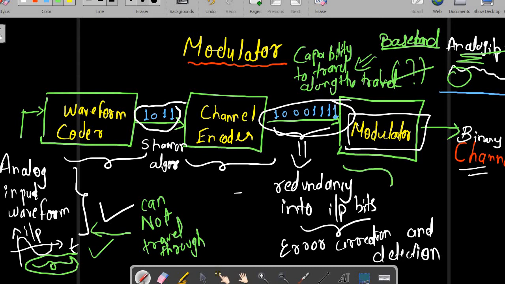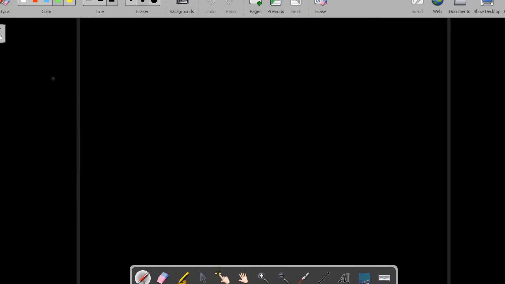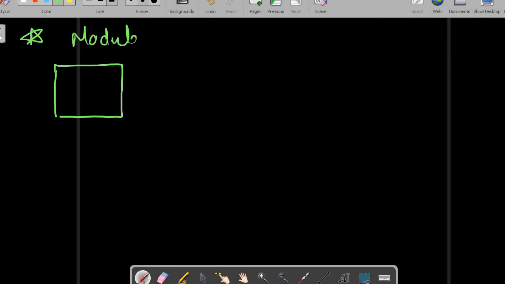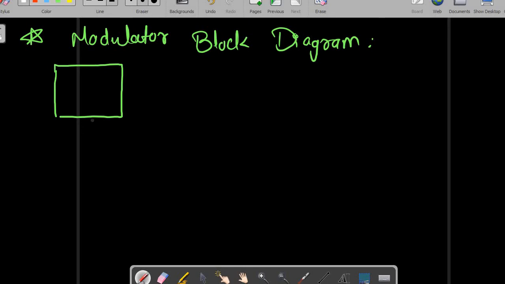So let's start with our modulator block diagram. We are now going to zoom into this modulator block diagram on the next page. Again, this is our modulator block diagram. Firstly we have our input bits. As we saw, the input is bits. I am just writing any random bits; this is arbitrary. This will convert these bits to samples.